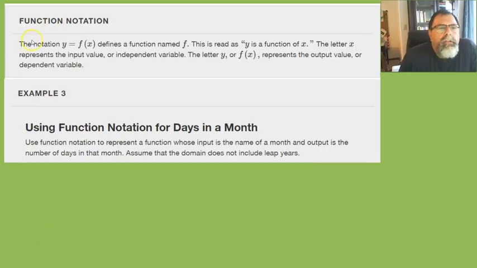Okay, so function notation again. The notation y equals f of x defines a function named f. So this letter in front, that's the name of the function. This is read as y is a function of x. The letter x represents the input value, or the independent variable. The letter y, or f of x.